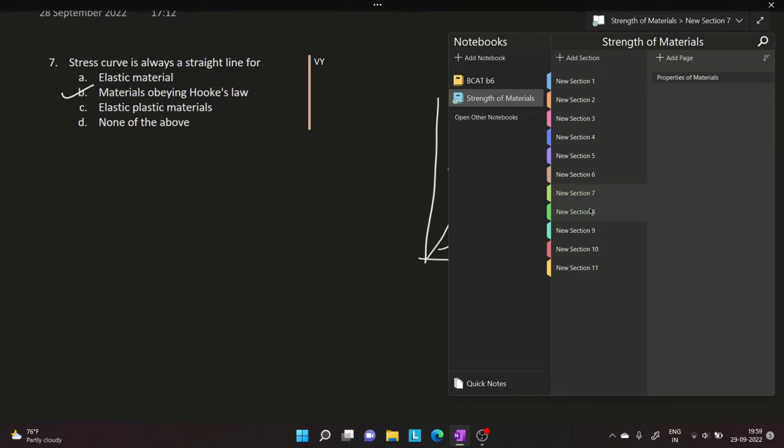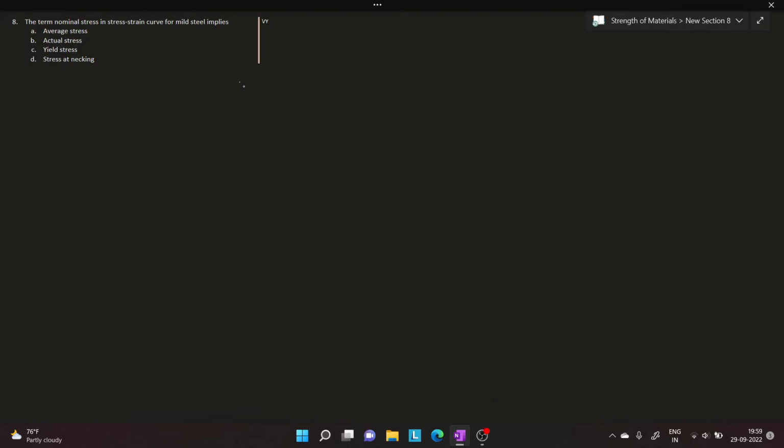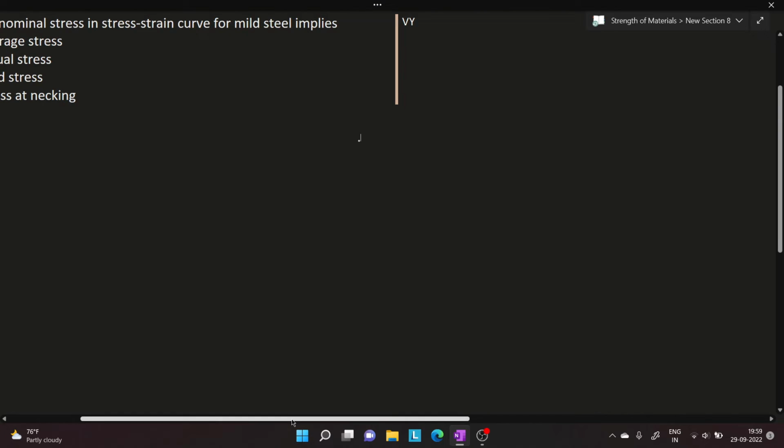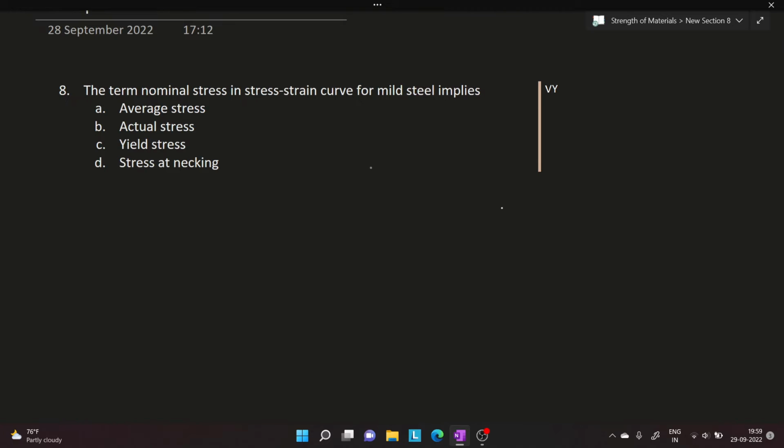So the next question here: the term nominal stress in a stress strain curve for mild steel implies. So first of all, what does nominal stress mean? We are going to have two kinds of stresses. One is nominal, which is also called engineering stress. The other one is the true stress, or let's say the actual stress, right?